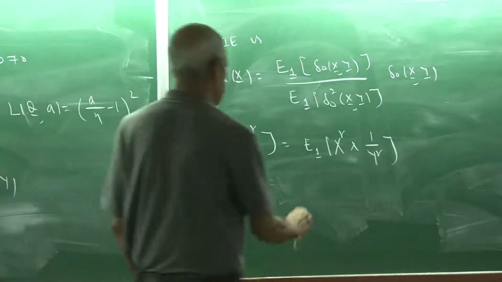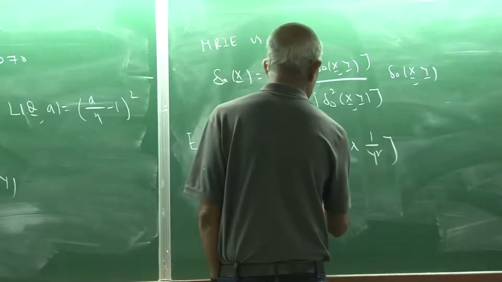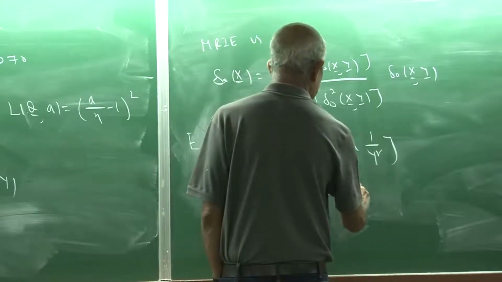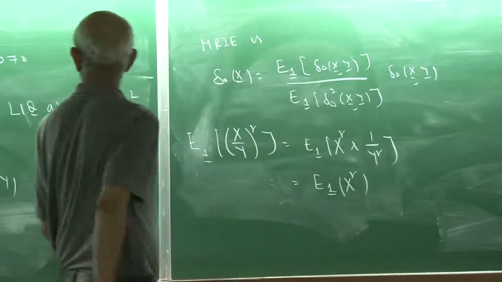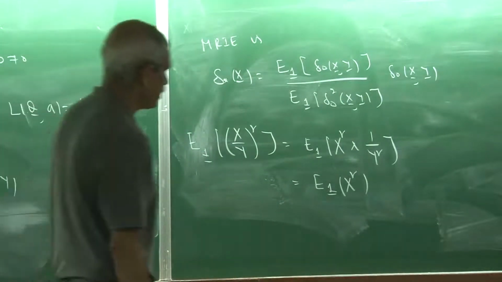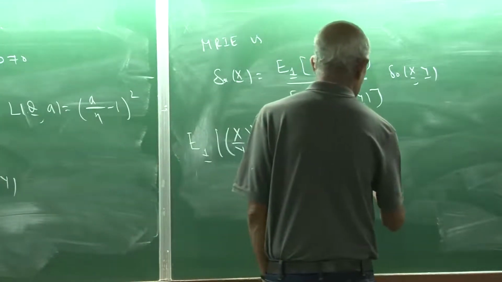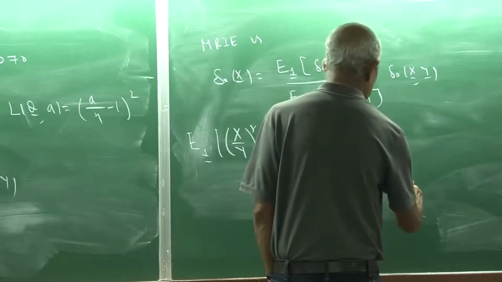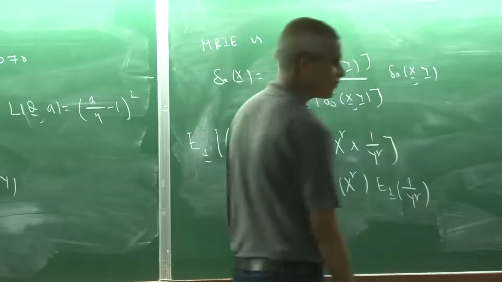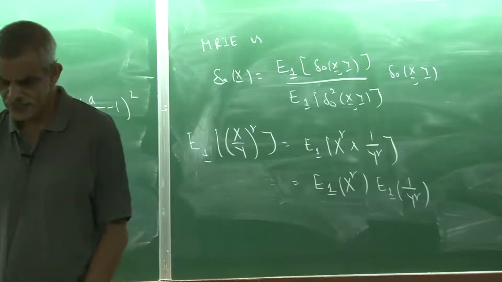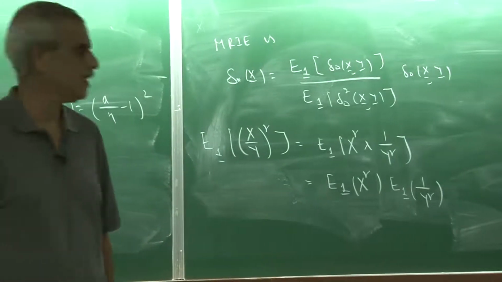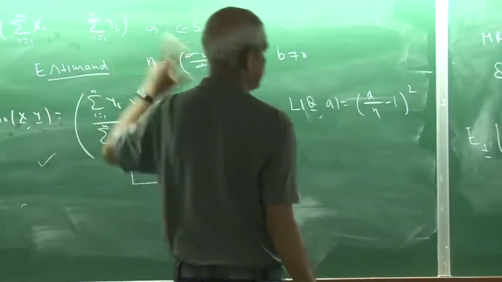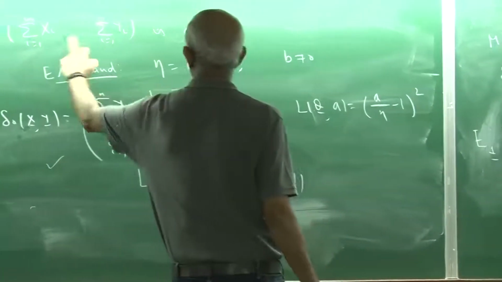Because of independence of the two samples, it is the same as the expected value of x to power r into the expected value of 1 by y to power r. So here I have assumed that the two samples are mutually independent, so that these x's and y's are independent, so in particular x and y are independent.